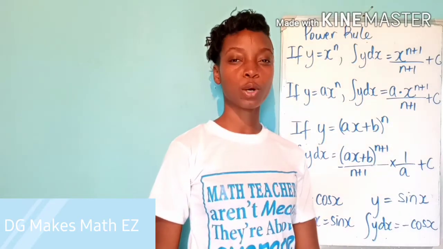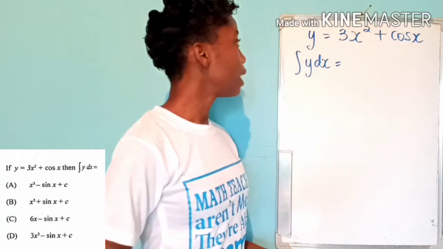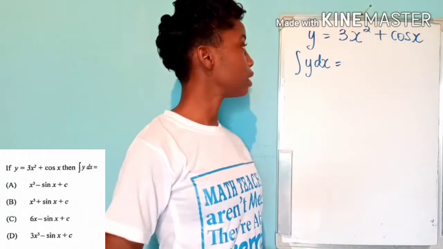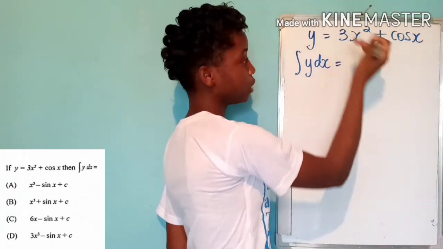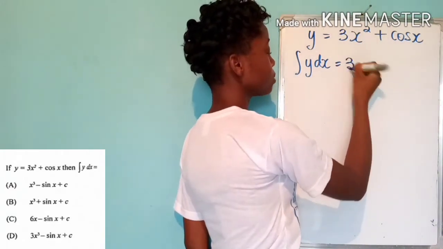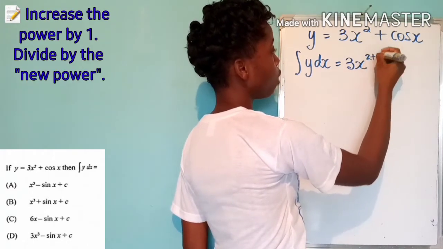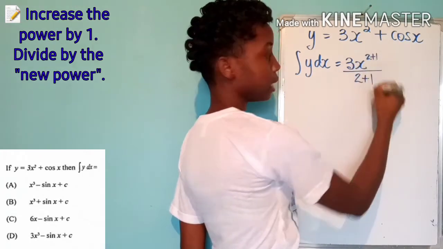Let's now move into our questions. Our first question is pretty simple. y is equal to 3x squared plus cosine x, and we are supposed to integrate that. And so we're going to apply the power rule to our first term, 3x squared. And so as we expressed earlier, we will be increasing the power by 1. And that new power that we have, we will be dividing by it.